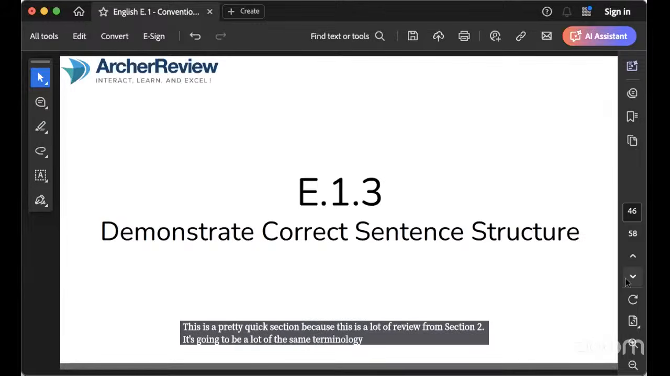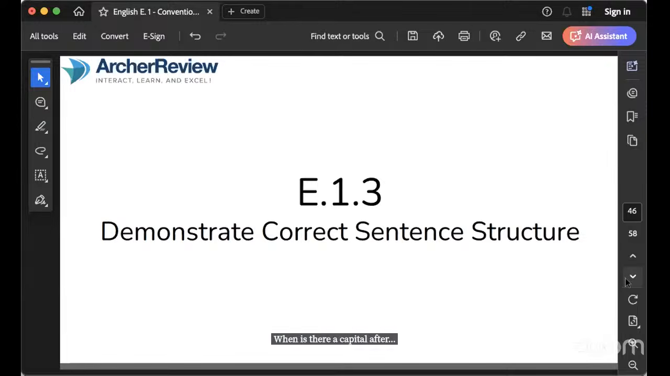Oh, wait, hold on. There's a question. When is there a capital after the quotation? There wouldn't be if you're talking about a tag together.